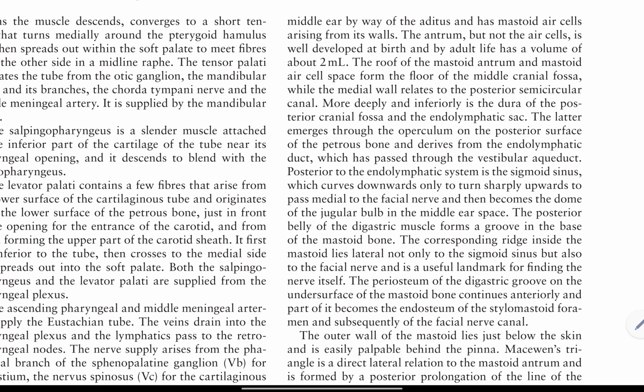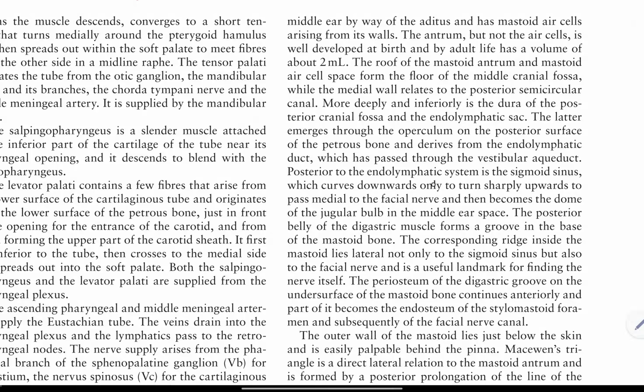The roof of the mastoid antrum and the middle mastoid air cell space form the floor of the middle cranial fossa, while the medial wall relates to the posterior semicircular canal, and more deeply and inferiorly to the dura of the posterior cranial fossa and the endolymphatic sac. The latter emerges through the operculum on the posterior surface of the petrous bone and derives from the endolymphatic duct, which passes through the vestibular aqueduct.